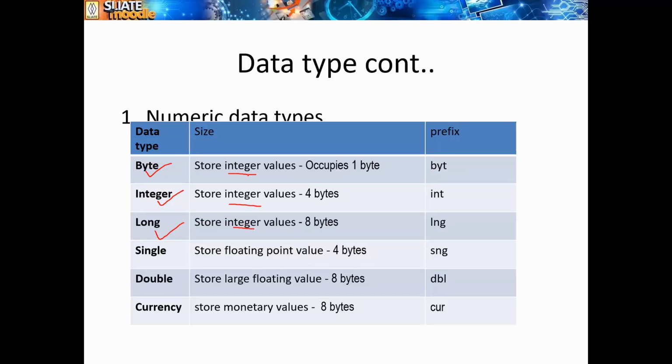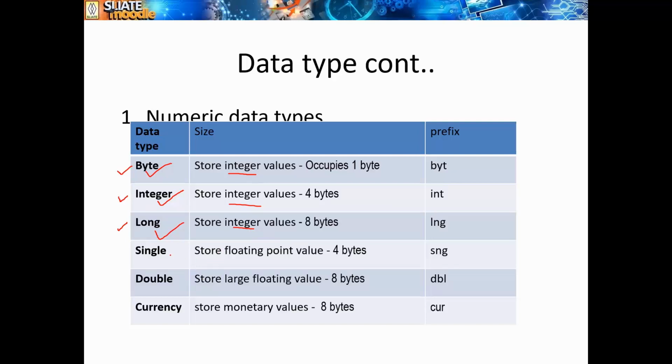Okay. And here also numbers. Here also numbers. So if you want to store a very long number, you can use long. And if you want to store a somewhat long number, you can use integer. And if you have very short numbers, you can use byte as the data type. Okay.